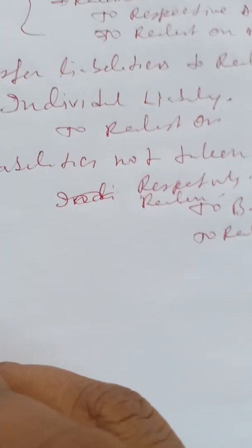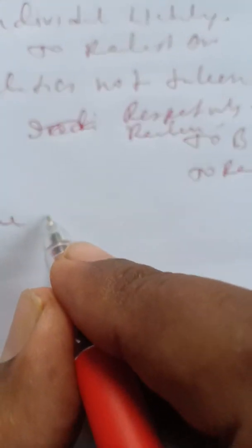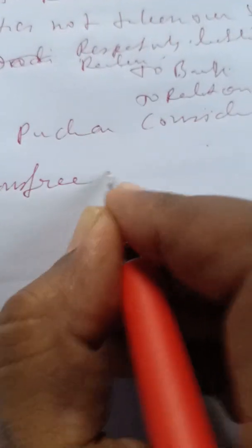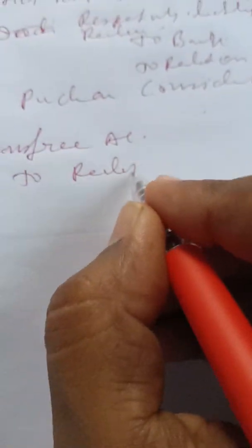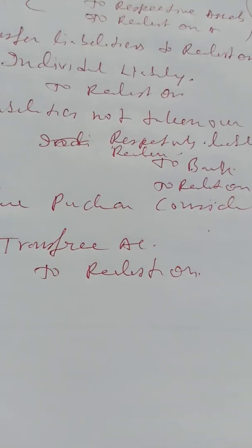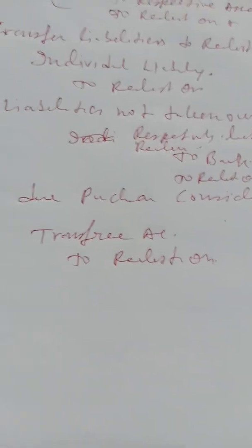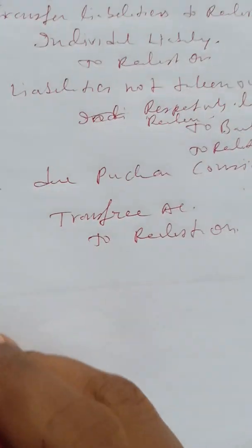Now the fifth entry is the due purchase consideration. The entry is transferee company, because this is the book of the transferor company, so transferee company account debit to realization account. This is the entry of the amount due of purchase consideration. Obviously we will calculate the purchase consideration amount as in the last books also.